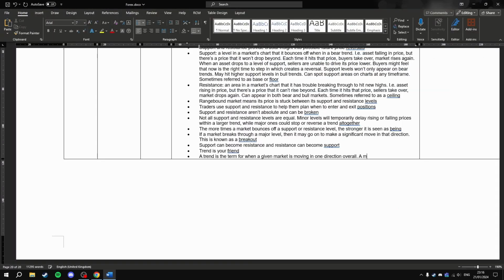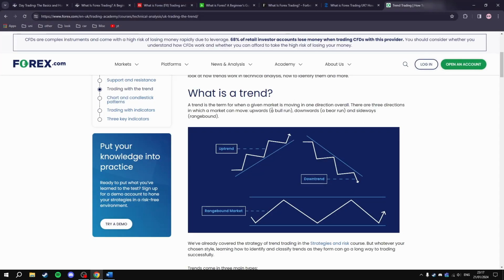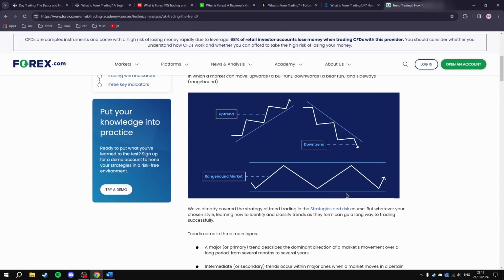A market can move in three directions: upwards, a bull run; downwards, a bear run; sideways, range bound. Uptrend, downtrend, range bound. Yep.